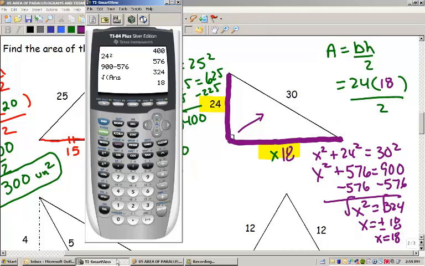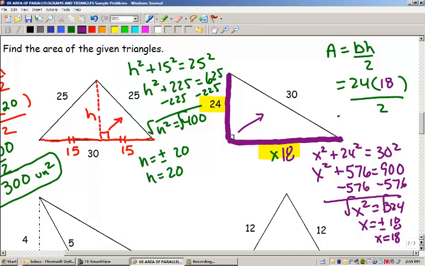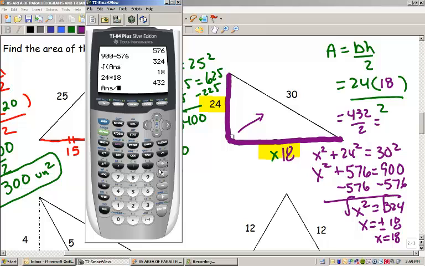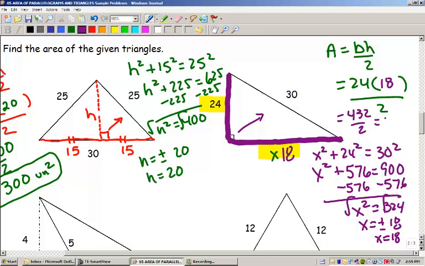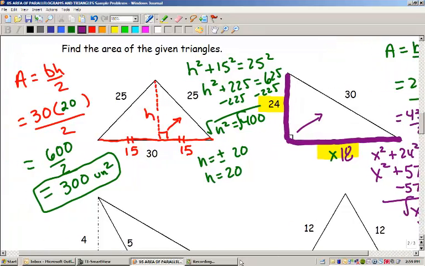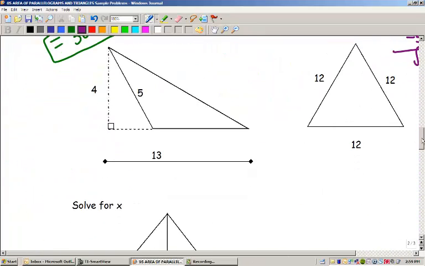So doing my calculations, we got 24 times 18 on the top. I get 432 over 2. And then I just divide that by 2. And I get an answer of 216 units squared. Okay? And that is our final answer. All right, let's continue on with the next set of questions.